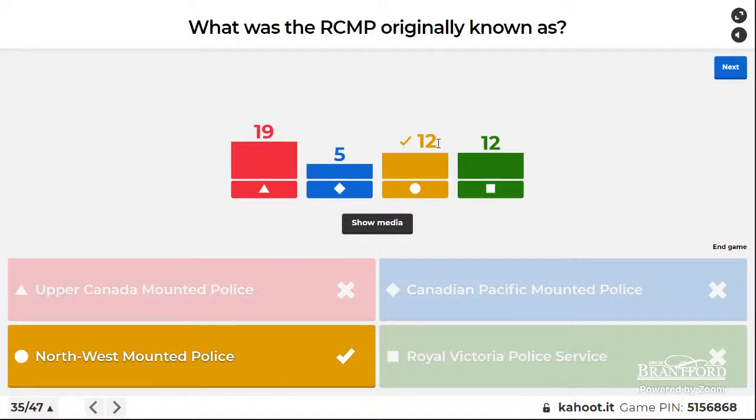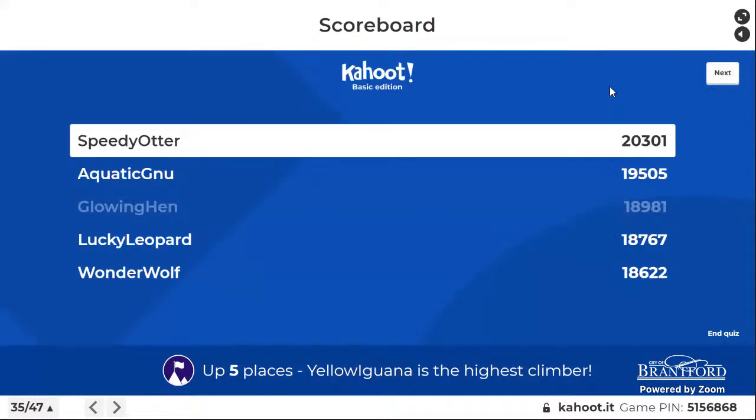All right, so it looks like 12 people were paying attention in high school history class. They got Northwest Mounted Police correct. So the RCMP actually formed 101 years ago on February 1st, 1920. So they just surpassed a major milestone. Checking out the scores again. Oh, looks like Great Llama knew that one. Just rocketed back up to 19,475 points into third place, followed behind Aquatic New and Speedy Otter.